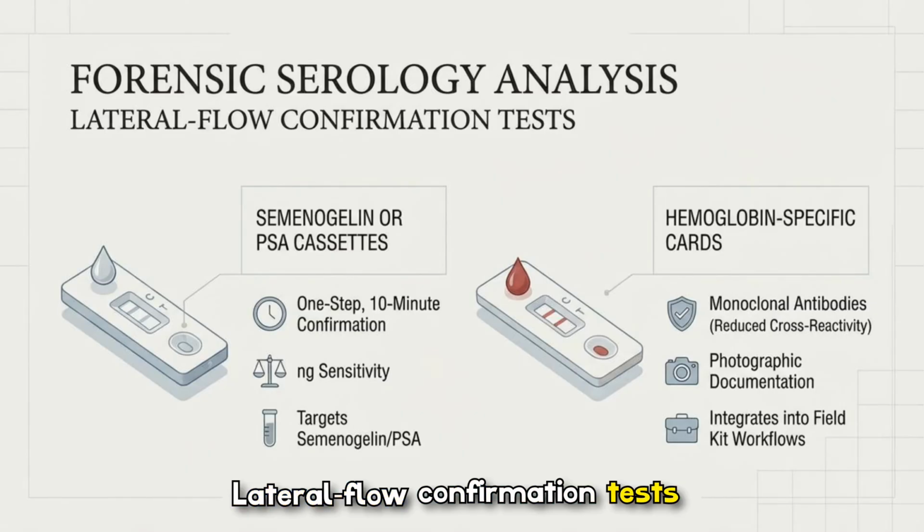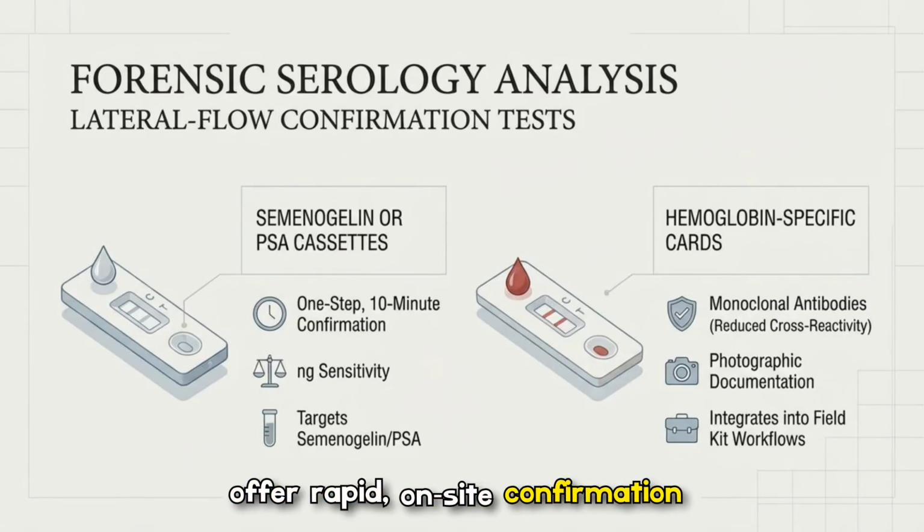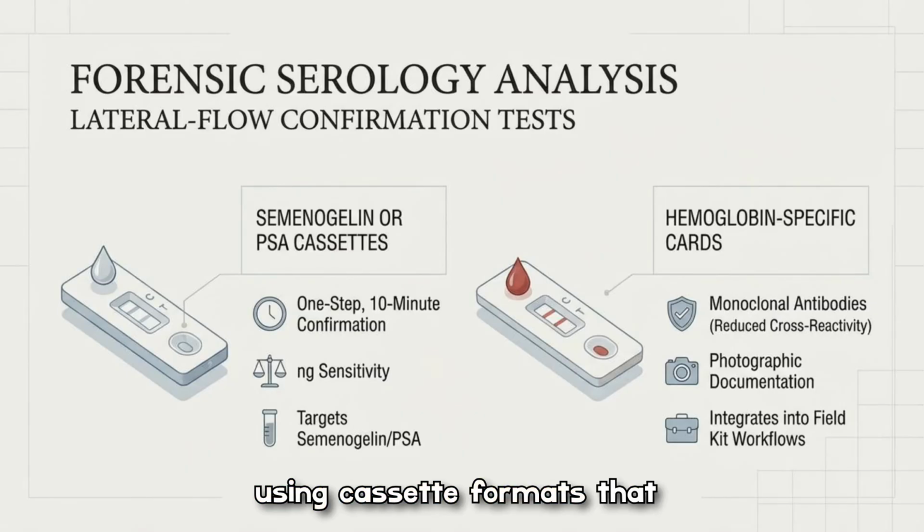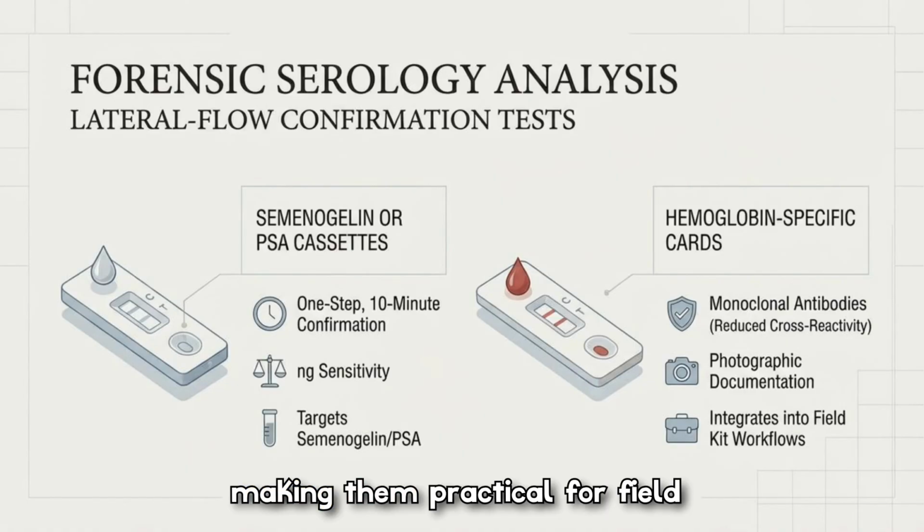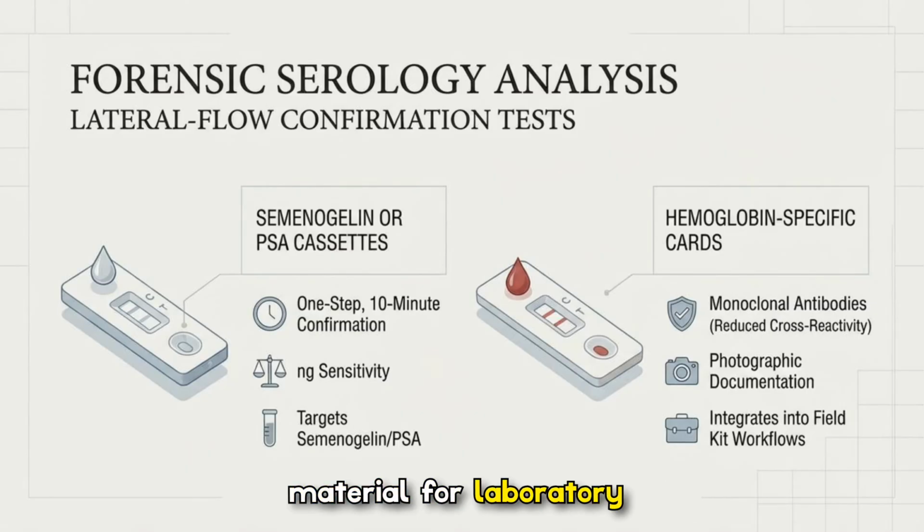Lateral flow confirmation tests offer rapid, on-site confirmation using cassette formats that target seminodulin or PSA and hemoglobin with monoclonal antibodies. These one-step, 10-minute assays reduce cross-reactivity and provide photographic documentation, making them practical for field workflows, while still preserving material for laboratory confirmatory analysis when required.